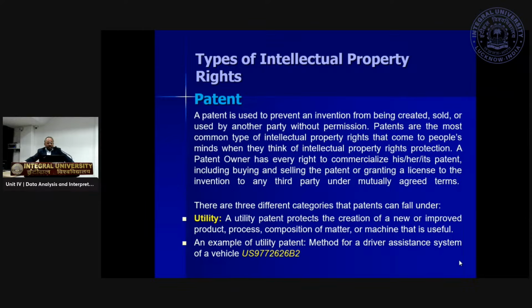Utility patent protects the creation of a new or improved product, process, composition of matter or machine that is useful. An example of a utility patent: method for driver assistance system of a vehicle. It got this number, US 9772626 B2. That is a patent number that nobody else can use for that device.